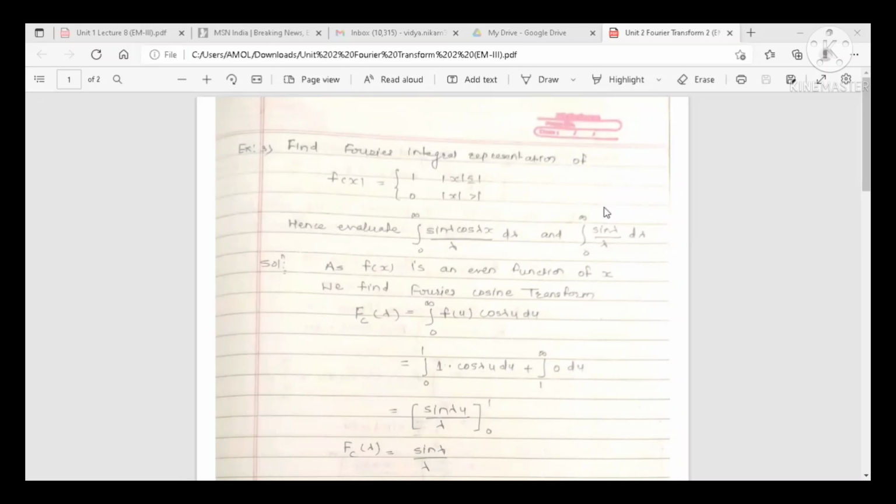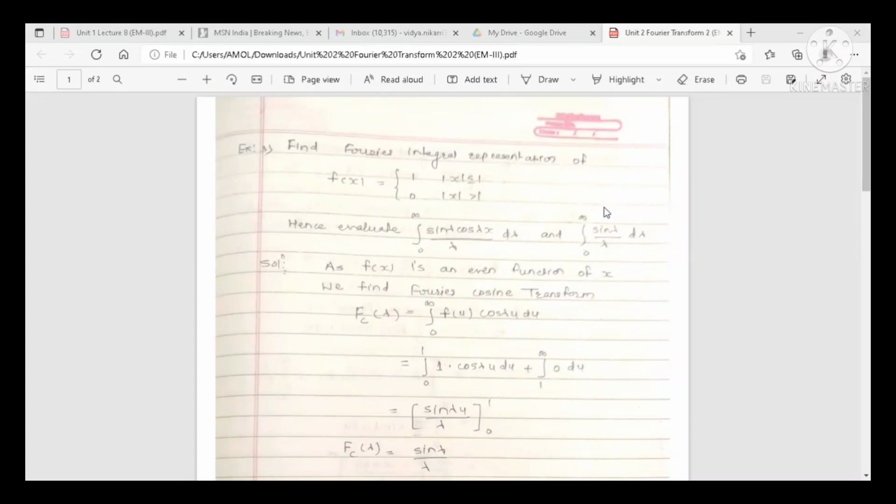Find the Fourier integral representation of f of x, where the function is defined on two intervals: f of x is equal to 1 when mod x is less than or equal to 1, and it is equal to 0 when mod x is greater than 1. Hence, evaluate the integration from 0 to infinity of sin lambda cos lambda x upon lambda d lambda, and the integration from 0 to infinity of sin lambda upon lambda d lambda. Okay. Now, the solution for this example.